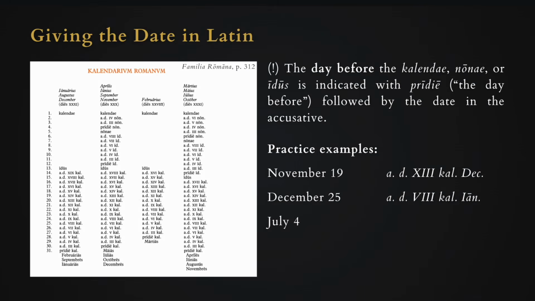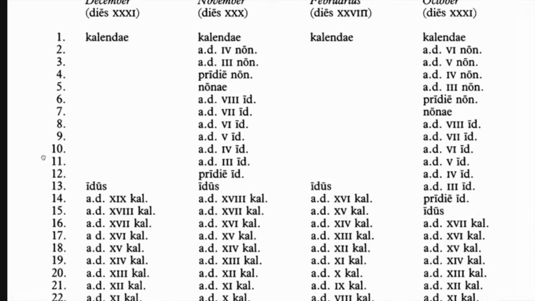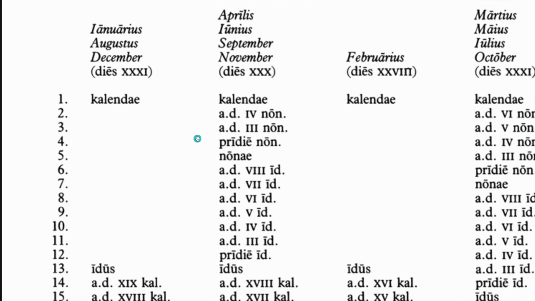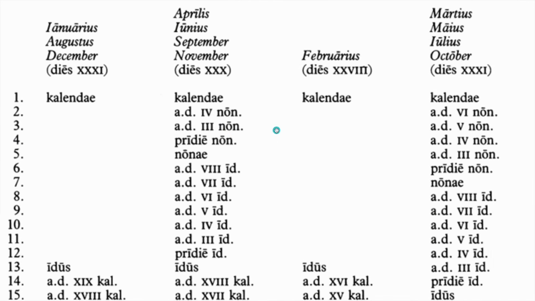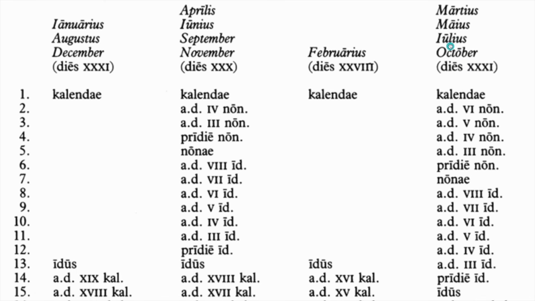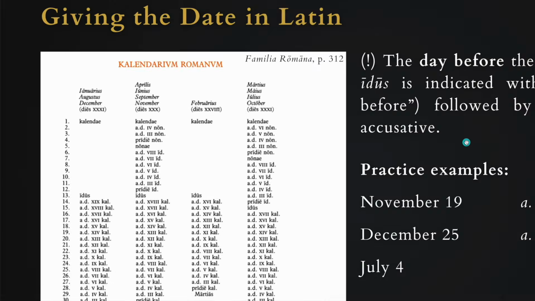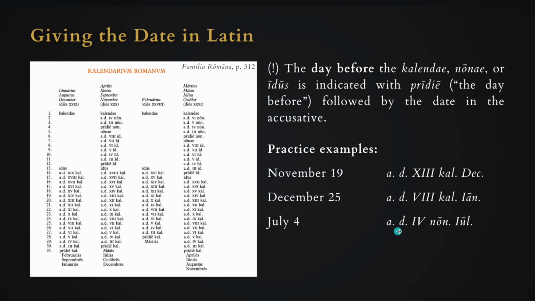July the 4th. That's an important date in the United States. So what do we do? We go look for the number 4. We look for the block where July is, Julius, and that's ante diem quartum nonas Julias. Ante diem quartum nonas Julias.